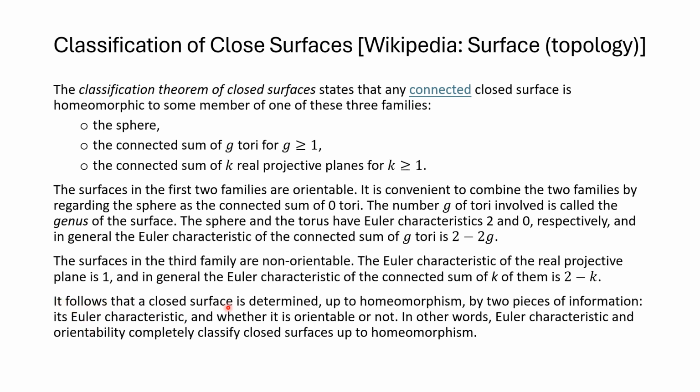So it follows that a closed surface is determined up to homeomorphism by two pieces of information: its Euler characteristic and whether it is orientable or not. In other words, Euler characteristic and orientability completely classify closed surfaces up to homeomorphism. Okay, so that's the lecture on surfaces. Rather short, just a few lectures on this, and you can write a whole book on the topic. So I've given you some references. Hopefully you can follow up on those if you're interested.